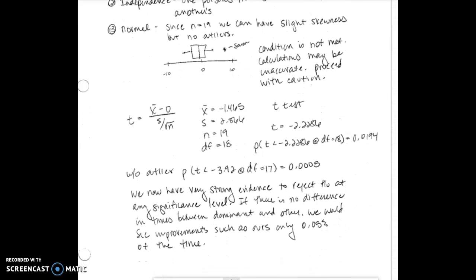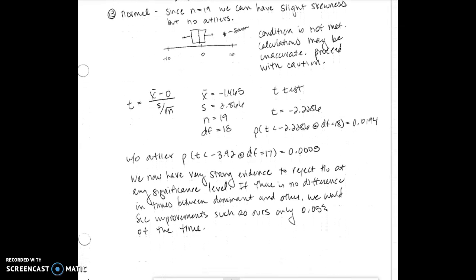For normal, we only had a group of 19, so we took a look at the box plot. There seemed to be the one outlier. With this sample size, we thought that slight skewness would be okay, but outliers we should be cautioned against. Sam happened to be an outlier for whatever reason, and so off to the side we wrote that the condition is not met. Because this is not met, our probability calculations might be inaccurate, so we said proceed with caution.